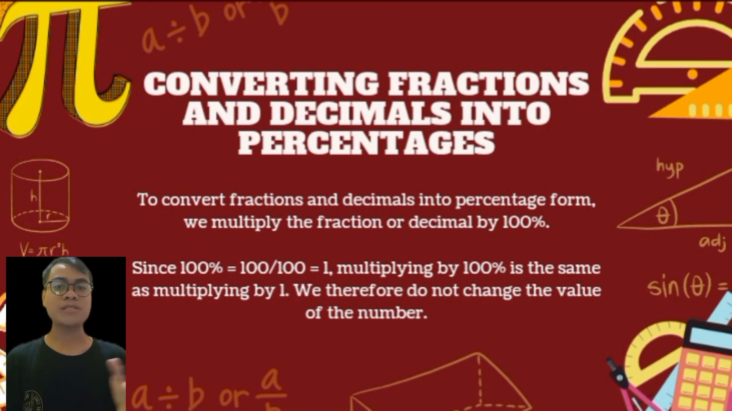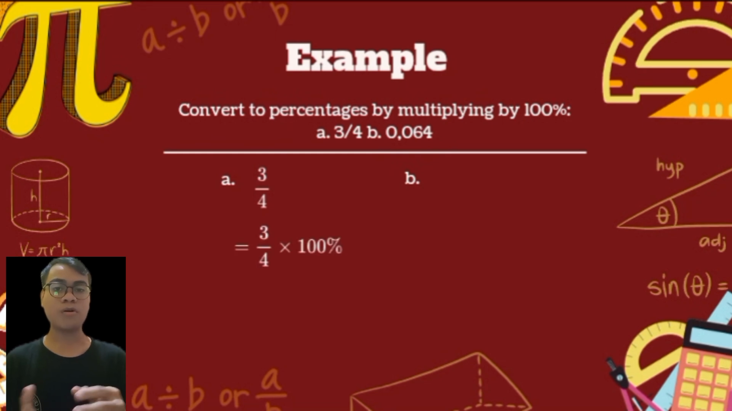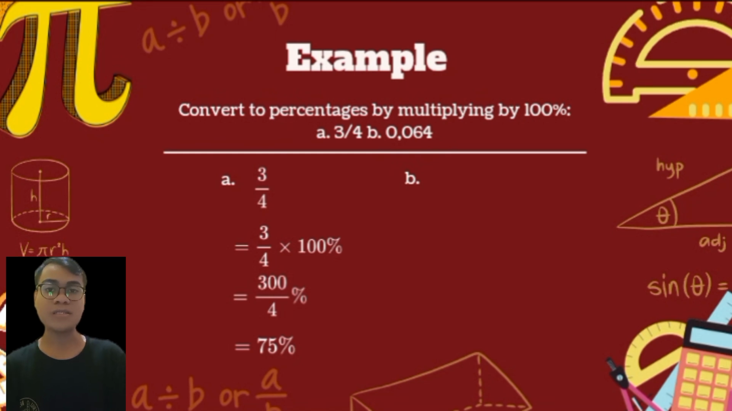Now, let's continue with some examples so you can understand it more clearly. The question is: convert the following numbers into a percentage by multiplying by 100%. For example, 3 over 4. First, we multiply the fraction by 100%. So we get 3 over 4 multiplied by 100%. Next, we multiply the numerator. This becomes 300 over 4%. And then we divide 300 by 4, and we get the result 75%. So we can say that 3 over 4 is equal to 75%.